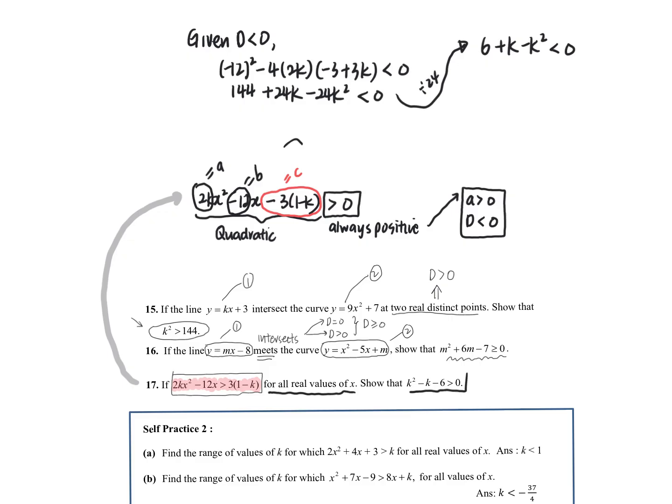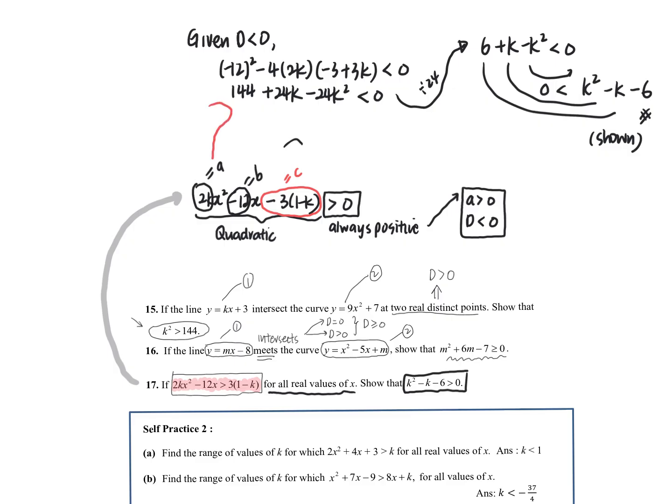But they want me to show this, right? So I need to make my k squared positive. So k squared minus k minus 6 is greater than 0, shown. Okay, but it's also a good habit to add in this. I know that A, which is 2k, must be positive. So k is greater than 0. Okay, this one you can put down somewhere, but this is the thing that they want you to show.